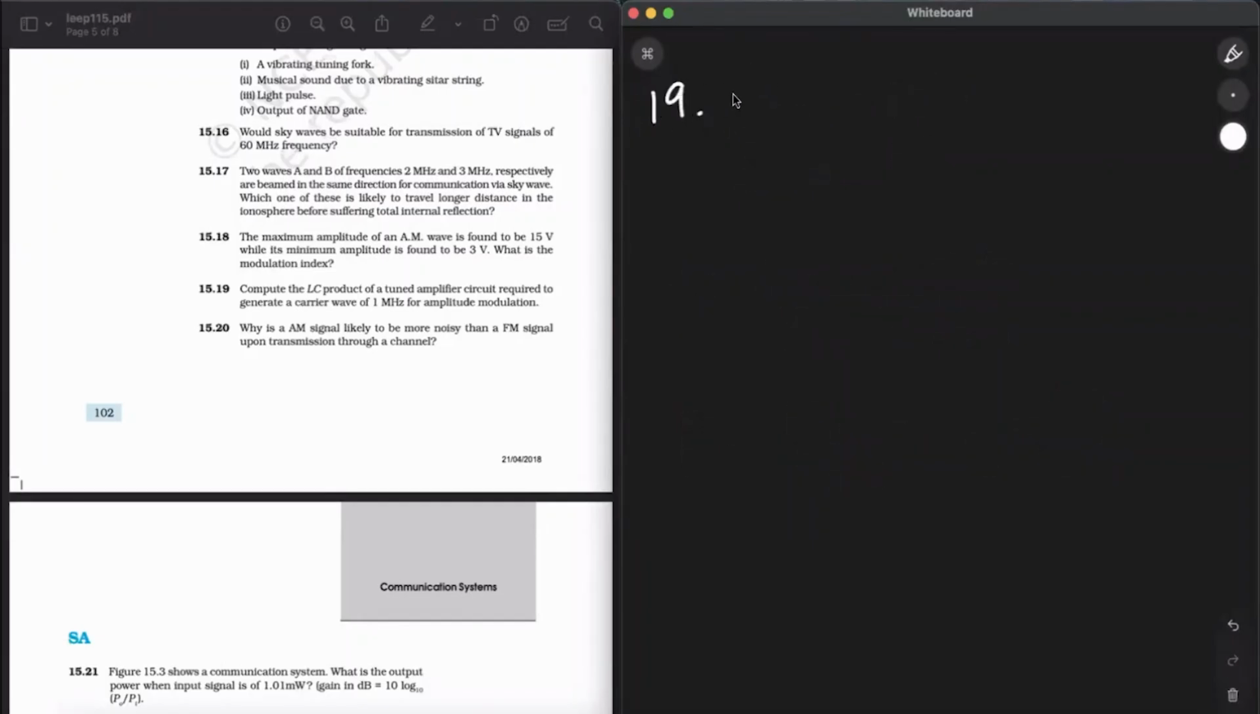Now, question number 19. Compute the LC product of a tuned amplifier circuit required to generate a carrier wave of 1 megahertz for amplitude modulation. We have to find the LC product. So we already know that nu is equal to 1 upon 2 pi under root LC. As per the question, the frequency that has been given to us is 1 megahertz, that is equal to 10 to the power of 6 hertz.